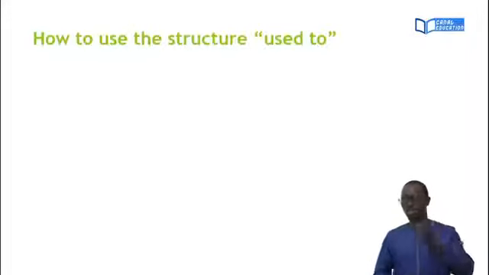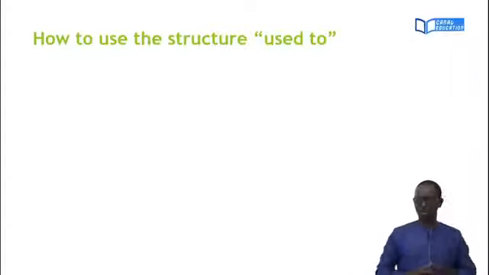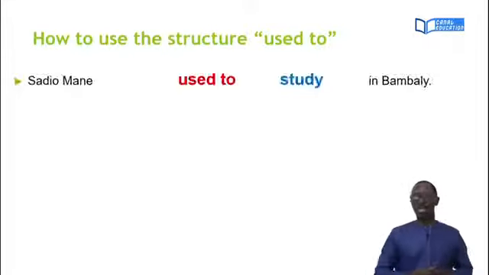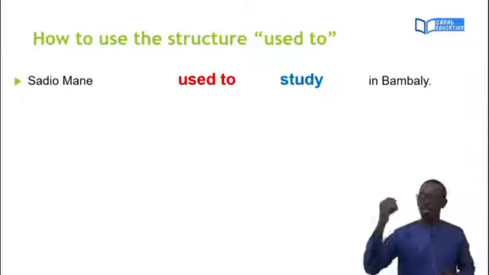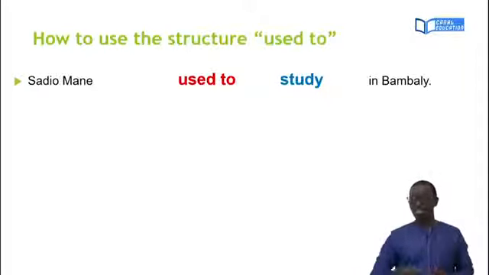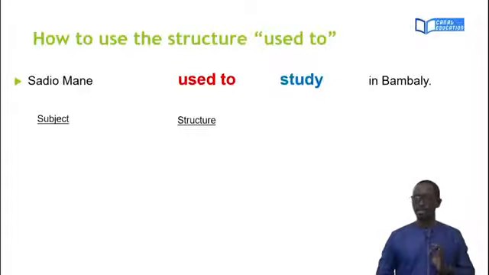So you have used to as a structure. Now the rule. Guess the rule before I give it to you. Okay, so now let's see if you were right. Sadio Mane used to study in Bambali. What do you have here? Guess. What does Sadio Mane represent here in the sentence? What does used to represent in the sentence? And what does study represent in the sentence? Sadio Mane is the subject. Used to is the structure we're learning today. Very important. And look at the end of used to. Okay? And study is the base verb. Base verb meaning infinitive without to.